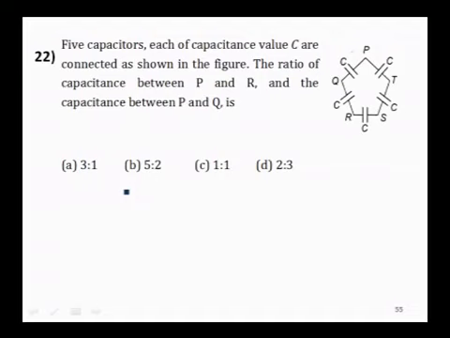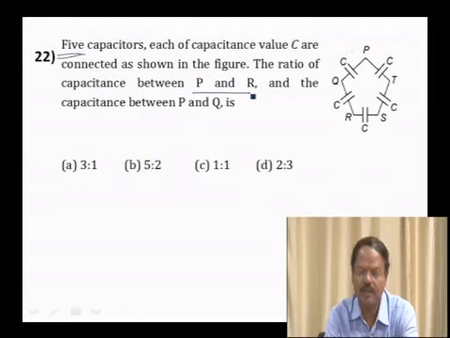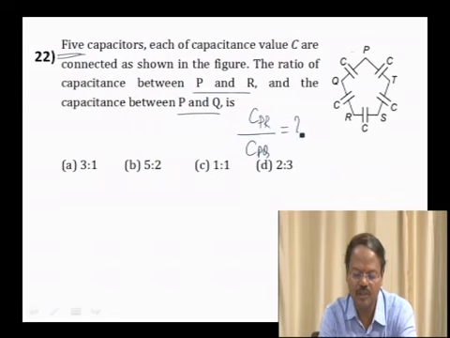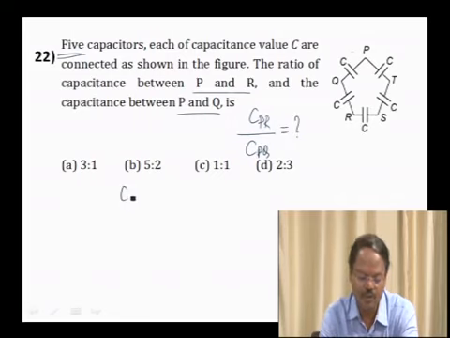Going further, 5 capacitors, each of value C, are connected as shown. Ratio of capacitance between P and R and also between P and Q. So you have to find the ratio. Always this order is important, don't mix up. C PR by C PQ, this is what you have to find. So do them separately, then take the ratio. So first you find C PR.